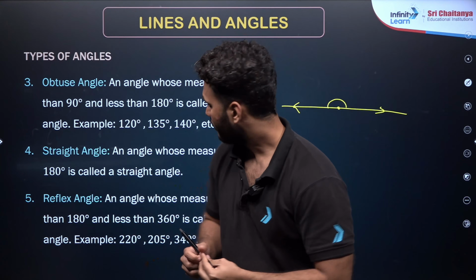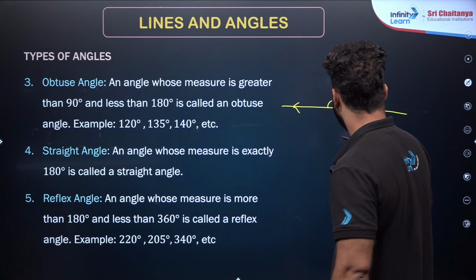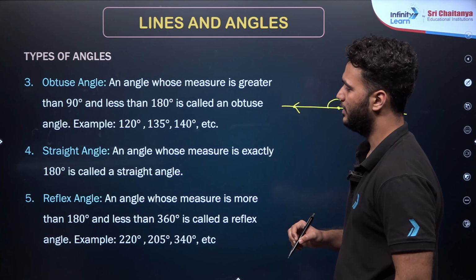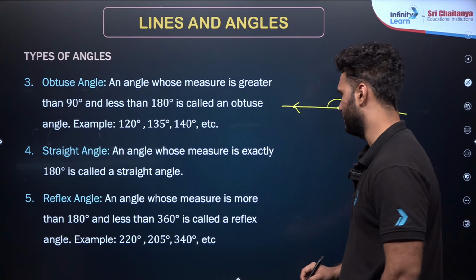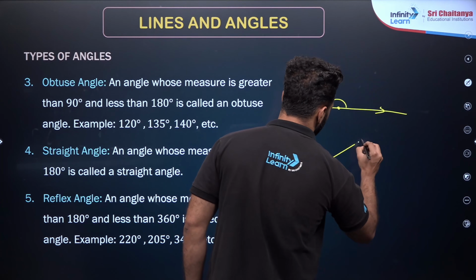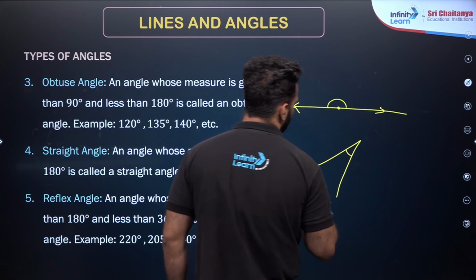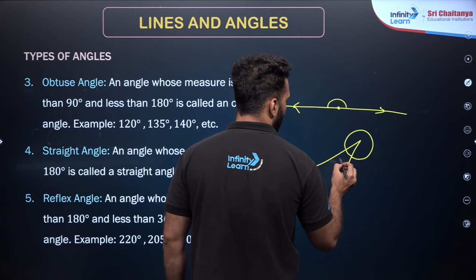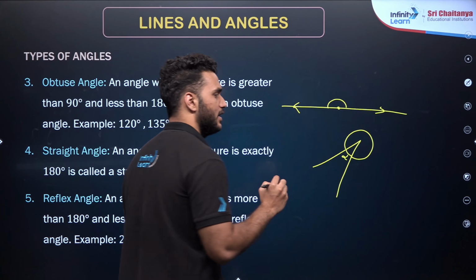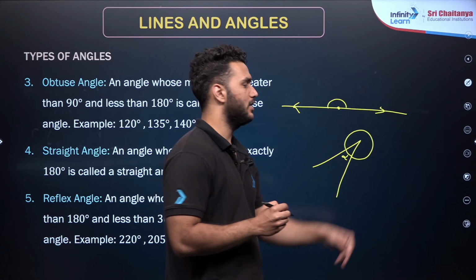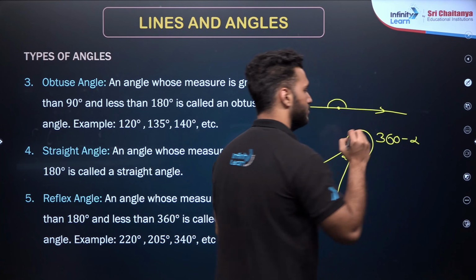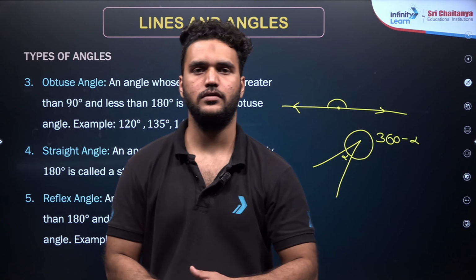Now what is an angle which is reflexive? A reflexive angle is greater than 180 and less than 360. Like if I make this angle, and as we know, the complete circle will be 360. Let's say this angle is alpha. Then what can you say about the other part? It will be 360 minus alpha. Any doubt till yet? Anyone?